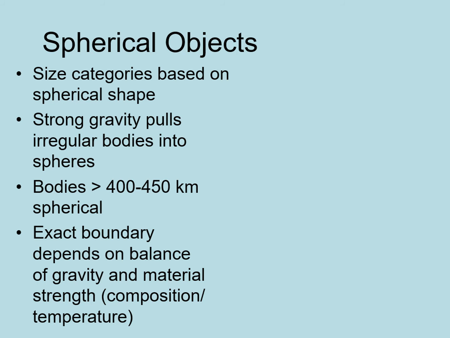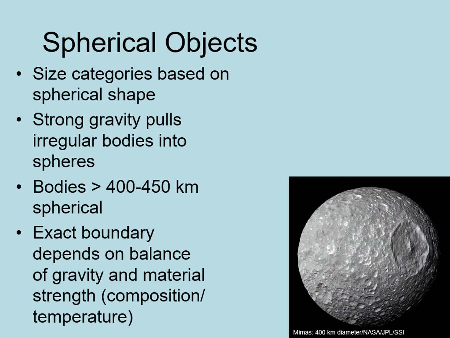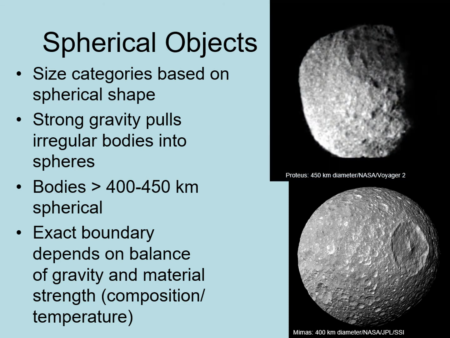For example, here are two moons that are nearly the same size. Mimas is the smaller one at 400 kilometers diameter. You can see that it's clearly spherical. On the other hand, Proteus is slightly larger at 450 kilometers diameter, and it looks almost cubical. These are both icy moons, and it may simply be that Proteus is colder, so the ice is a little more frozen. In other words, Proteus is the solar system's largest ice cube.